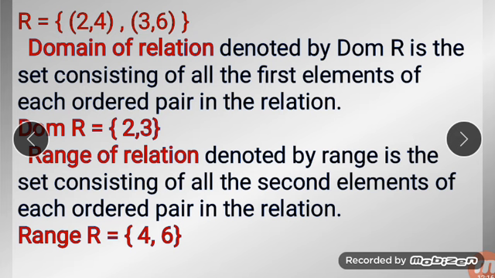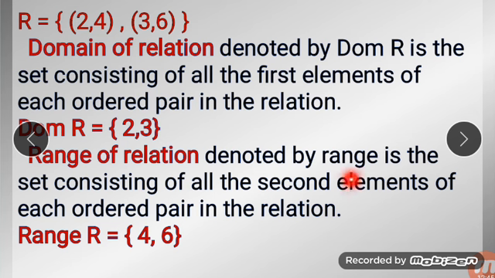Here we have domain and range of the relation. The domain of a relation, denoted by dom R, is the set consisting of all the first elements of each ordered pair in the relation. For example, we have the relation 2 and 4, and 3 and 6. So what will be the domain? Domain will be all the first elements of each ordered pair. The first element is 2 and the first element here is 3. So this is the domain of the relation.